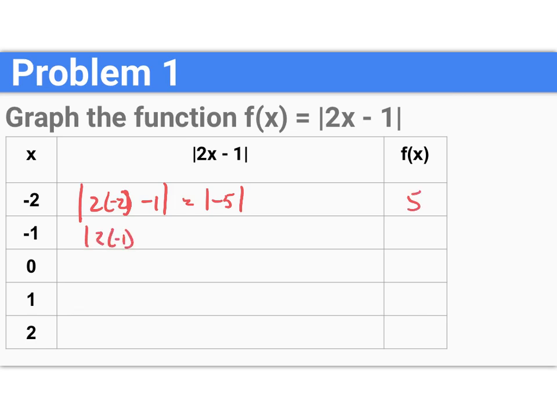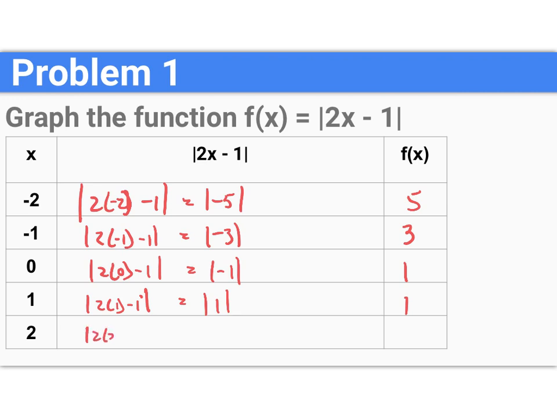2 times negative 1 minus 1 equals 2 times negative 1 is negative 2, minus 1 is negative 3. And that's positive 3. 2 times 0 minus 1 is negative 1, which is 1. 2 times 1 minus 1 equals 1. 2 times 2 minus 1 is 4 minus 1, which equals 3.